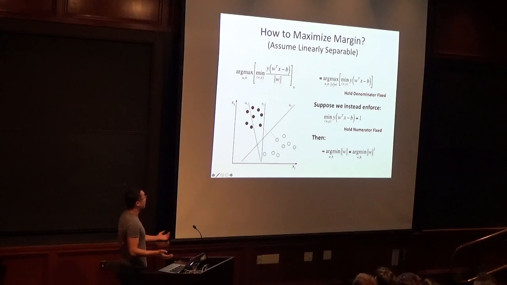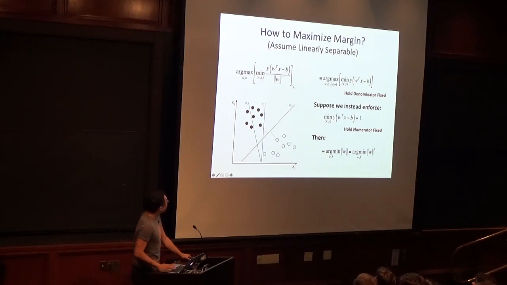Let's say we force the numerator to be 1. In which case, this minimization over x, y doesn't affect the denominator at all. The only thing we care about is the set of w's. If we force the numerator to be 1, the only thing we care about is the set of w's.